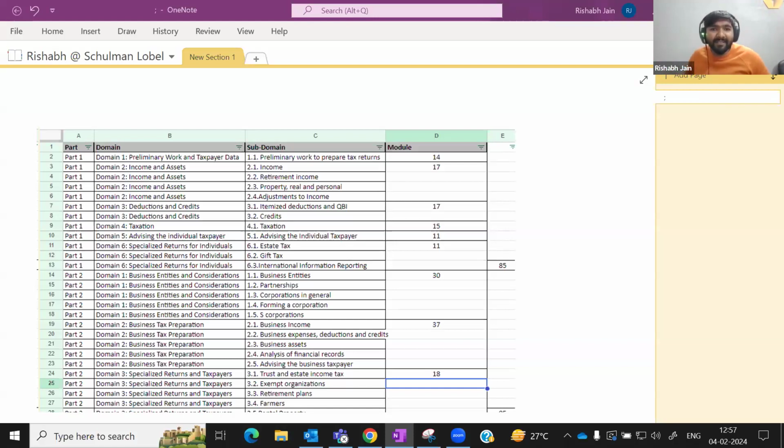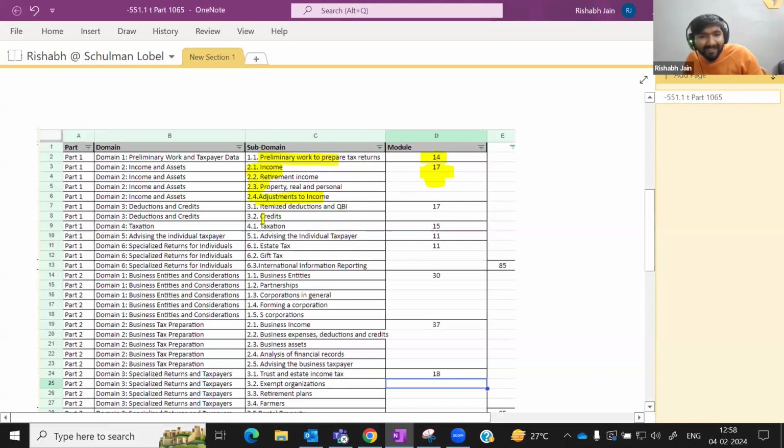When I say different section, it means that in preliminary work, IRS is going to ask you 14 MCQs. When it comes to the income section, a total of 17 MCQs is going to be targeted. Adjustment of income is part and parcel of the income section. So overall, from the income section, which was the domain 2, around 17 MCQs will be targeted.